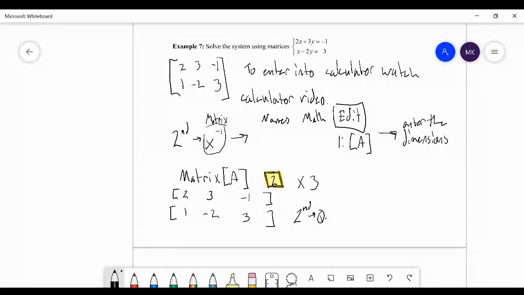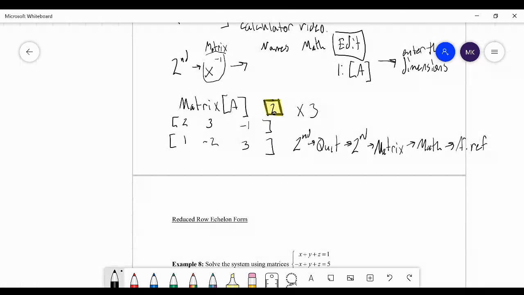Now, second, matrix. And then we're going to go to math, and scroll down to option A, REF. I'm running out of room here, but it's all right.